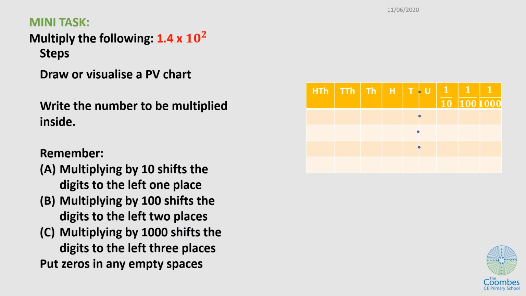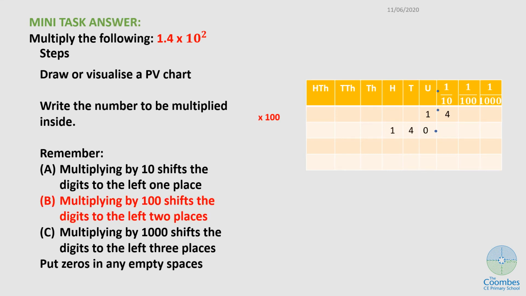Now what I want you to do is to pause the video and multiply 1.4 times 10 squared. We'll look at the answer in the next slide. How did you do? Now we were given the decimal 1.4 times 10 squared. Now 10 squared means 10 times 10, which is 100. So my first step is to draw or visualize, if you can, the place value chart, which is here.